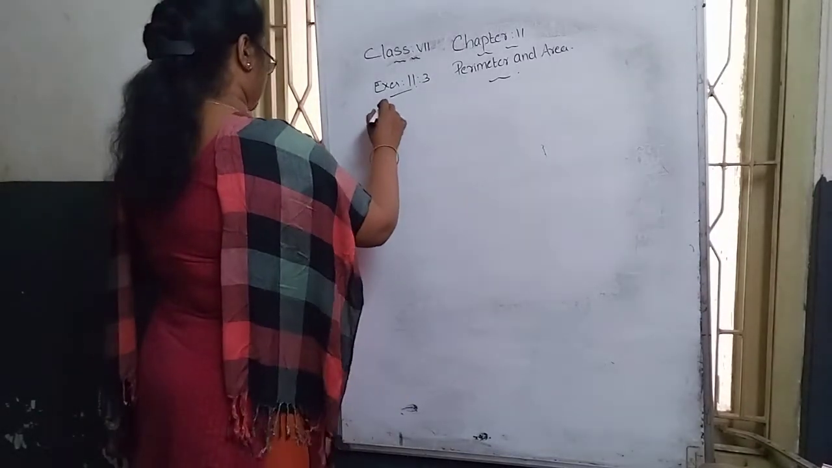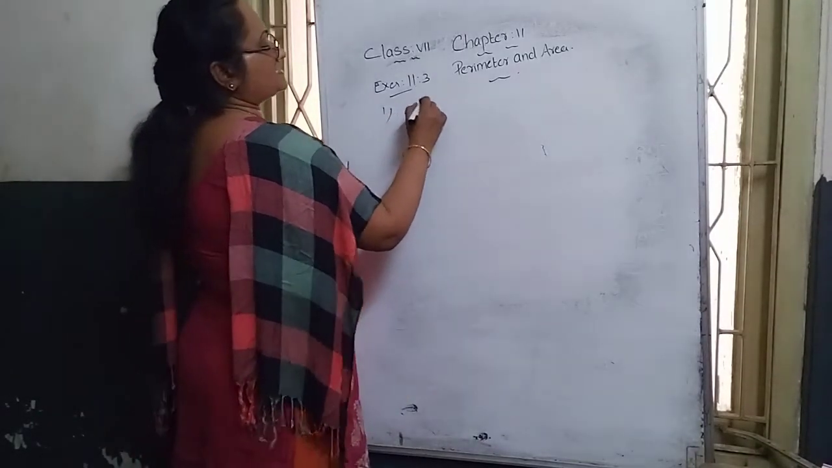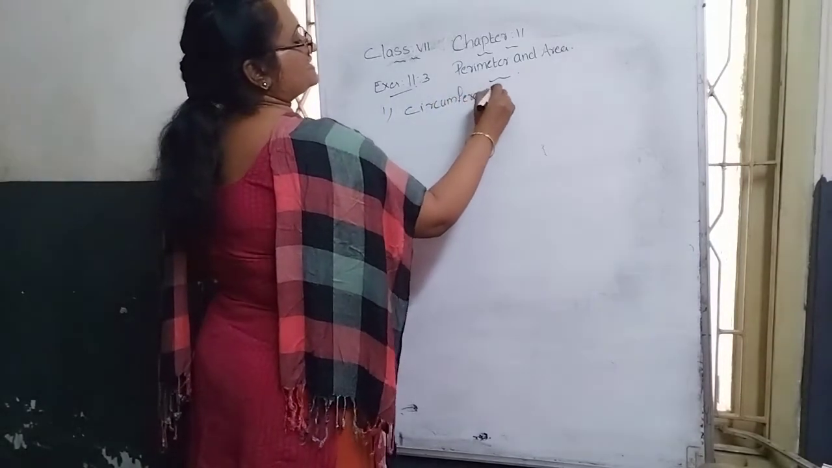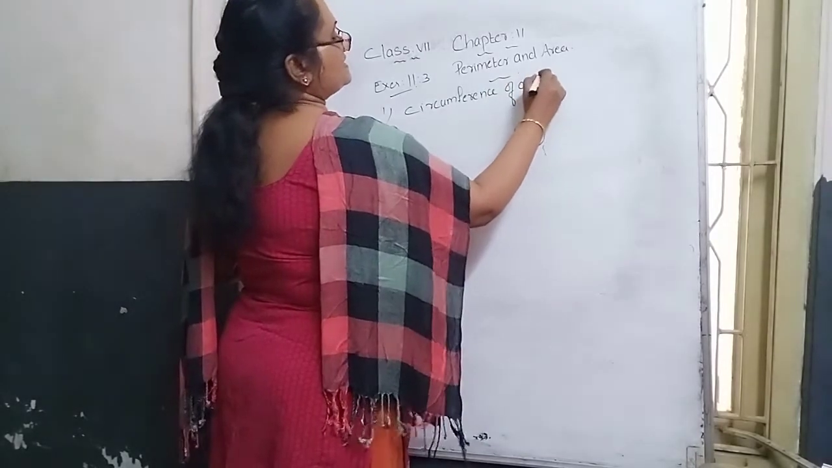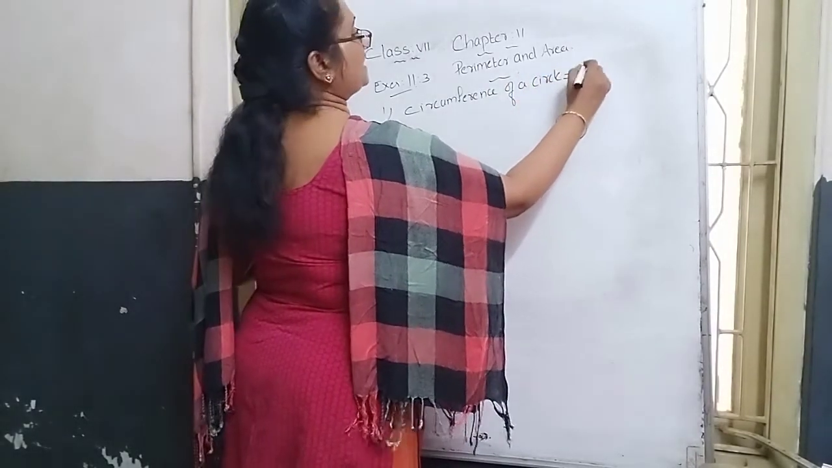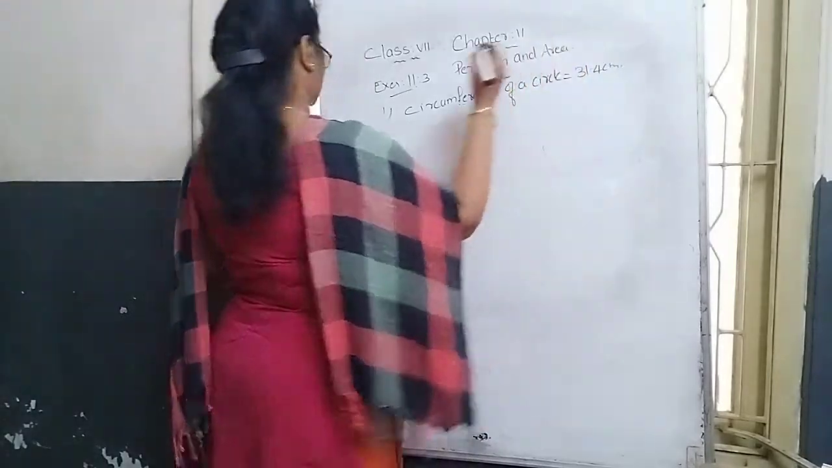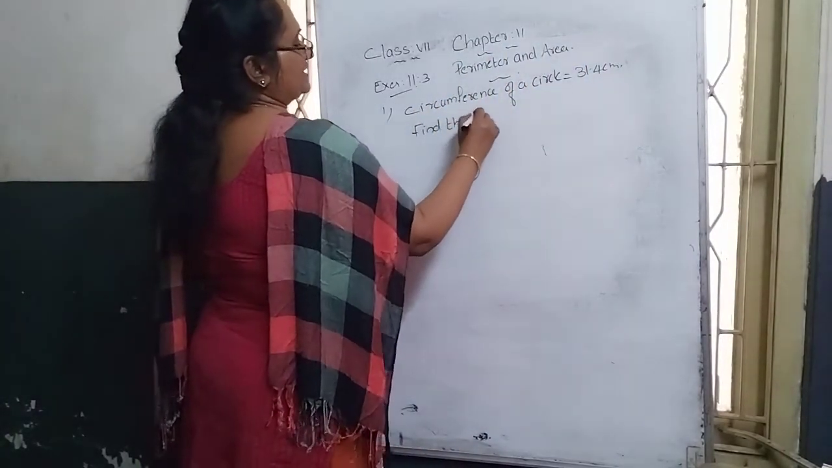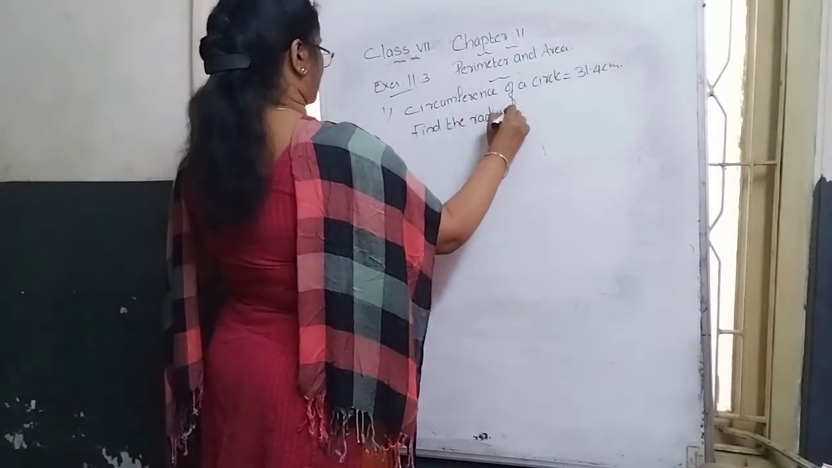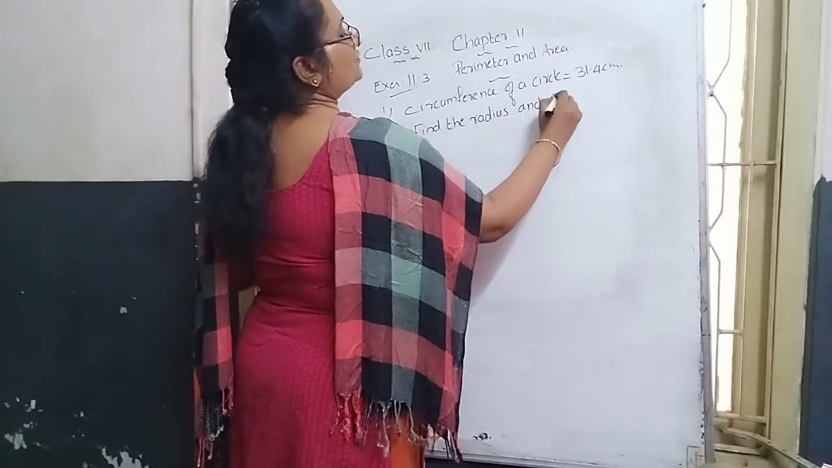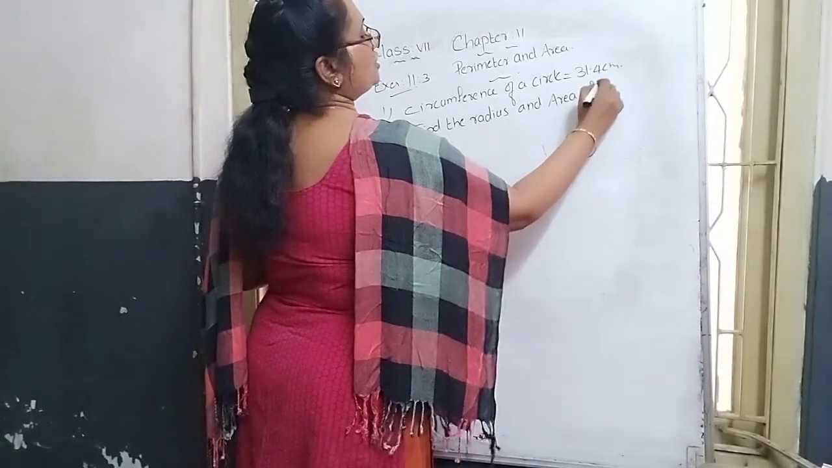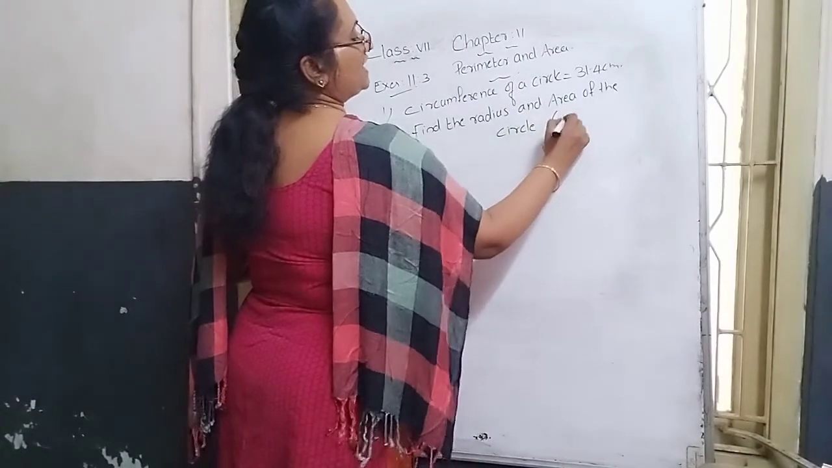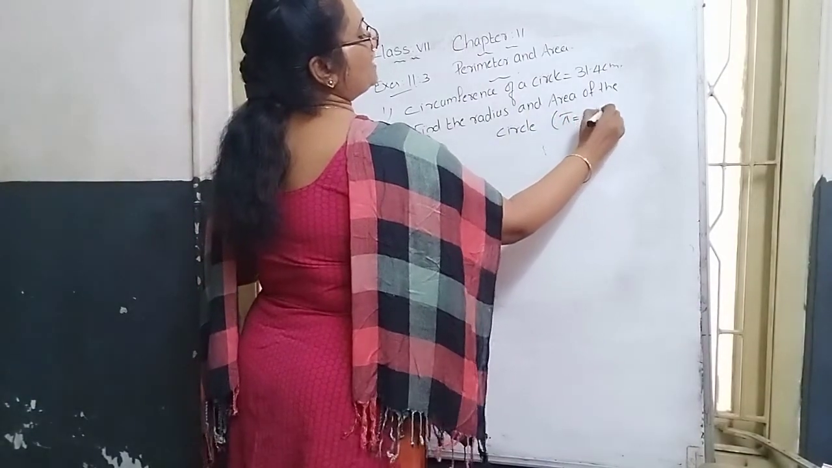First question says that the circumference of a circle is given. How much? 31.4 centimeter. Find the radius. They ask you to find the radius, and in the same way find the area of the circle also. Consider the value of pi as 3.14.